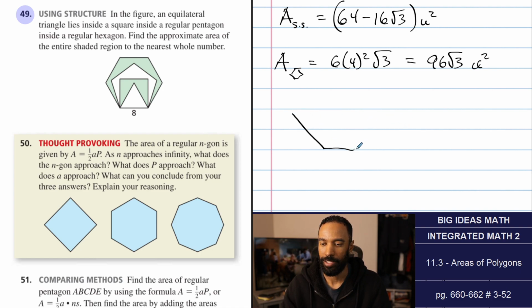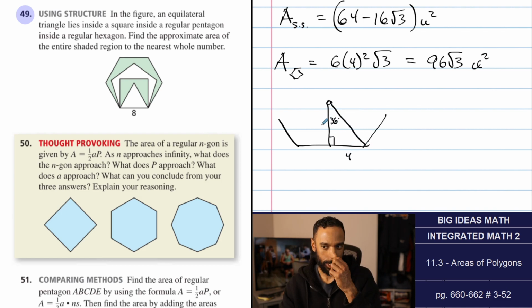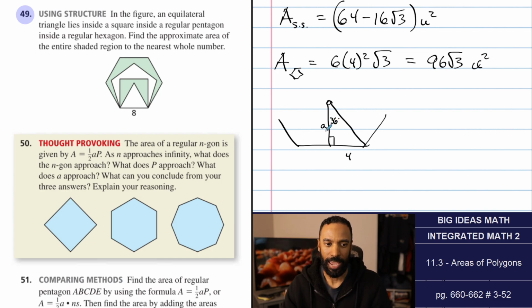So for the pentagon, let's do that again. Half of this is 4. We've seen 36 degrees quite often with this pentagon. We need to find this A. We know the perimeter will be 8 times 5, which is 40.